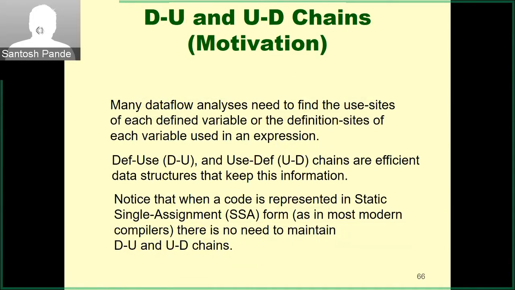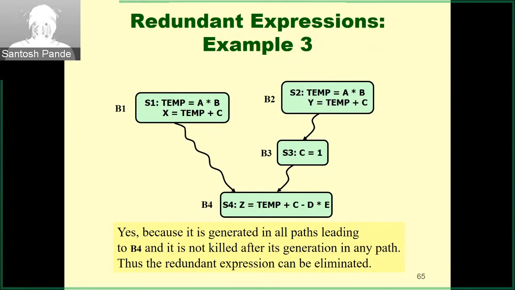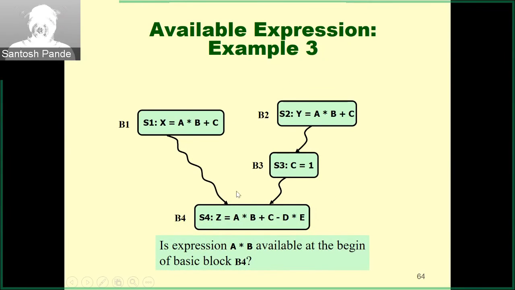So how do we run this analysis? How do we try to find out the available expressions? First of all, we can use it for finding out, as I said, copies as well, and these types of expressions also, like A star B. And the analysis itself is not very difficult. You can see a lot of similarity between this analysis and reaching definitions. So really speaking, I'll just introduce it quickly and then we'll worry about it next time.